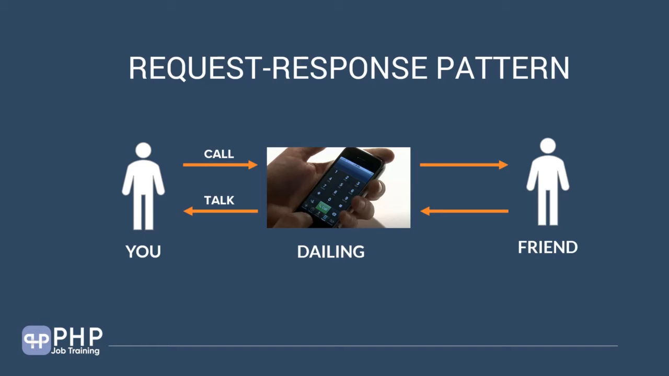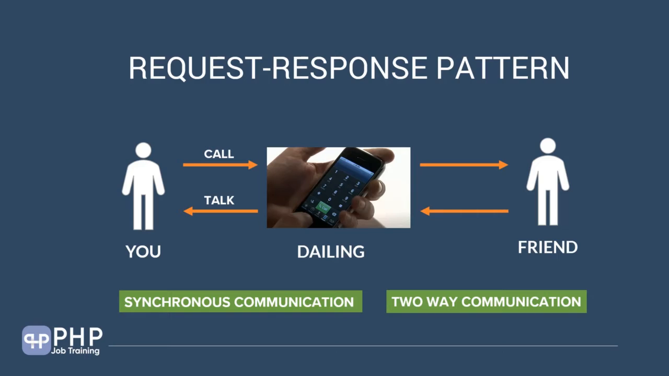So this type of communication or pattern is called synchronous communication, wherein you're calling your friend and your friend is answering your call. This is also called two-way communication, because it's a synchronous communication and the friend is also available, talking to you at the same time. Okay, so let's define with these concepts what is called the request response pattern.